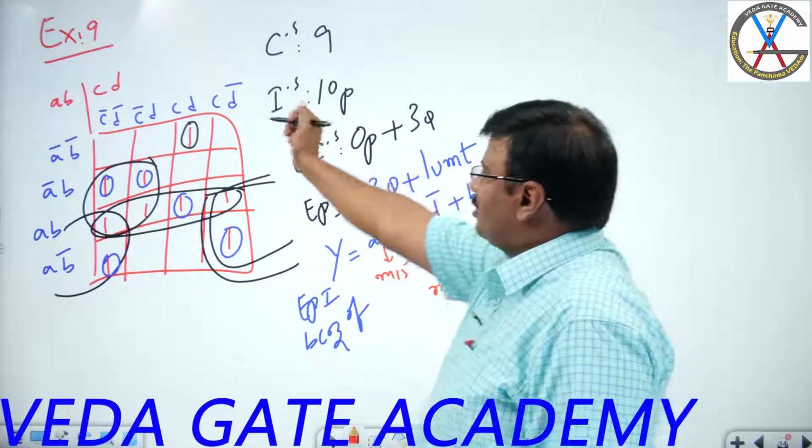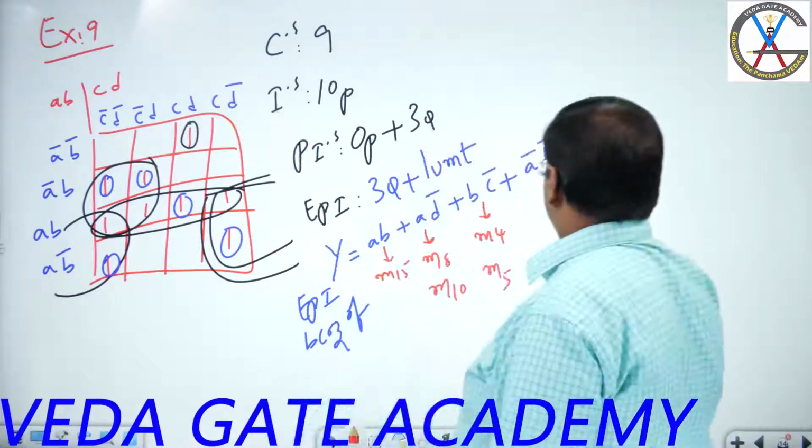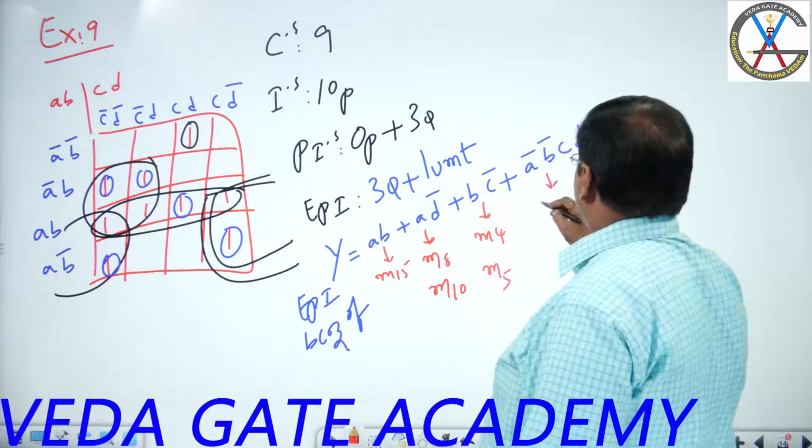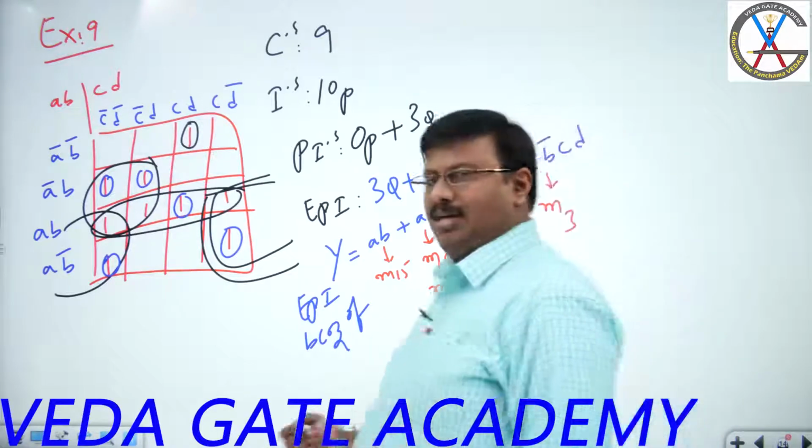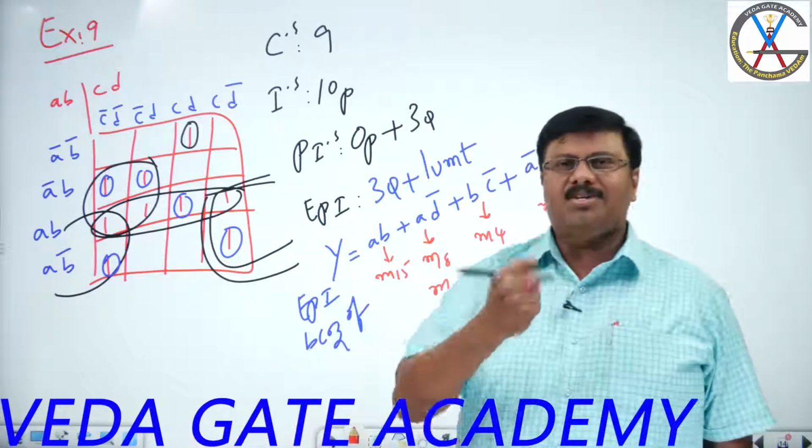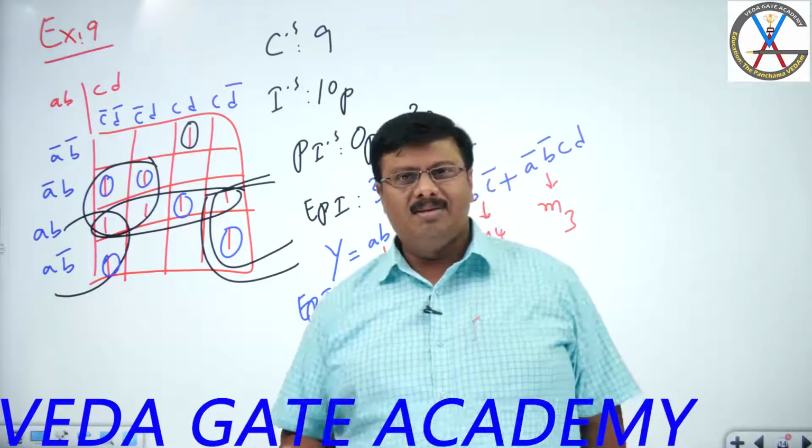A bar, this square is 0, 1, 2, 3 on its own, right? Minterm 3, M3. Now I hope you'll be able to solve any question based on prime implicants and essential prime implicants.